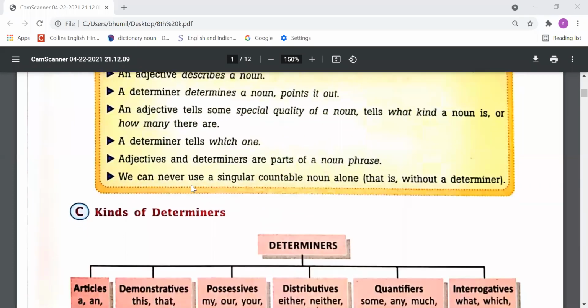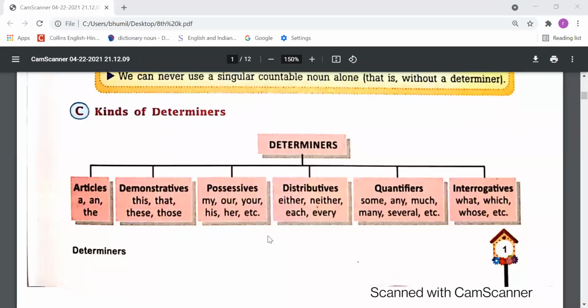Last point, we can never use a singular countable noun alone, that is, without a determiner. So come what may, we need to use a determiner. Without a determiner, we can't use any singular countable noun. If the noun is singular and countable, we have to use a determiner. Now, kinds of determiners, which means we need to understand the types of determiners.